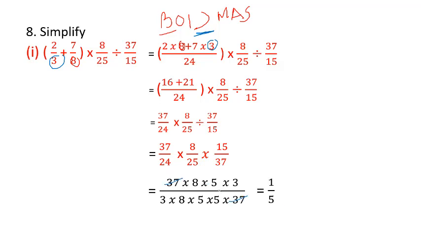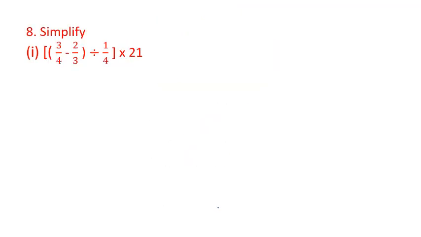37 and 37 got cancelled, 8 and 8 got cancelled, 5 and 5 got cancelled, 3 and 3 got cancelled. What is the remaining? Only 5. So here 5 is your answer.